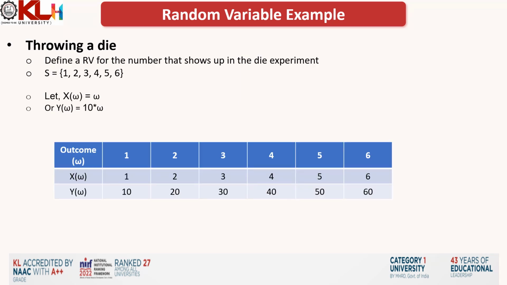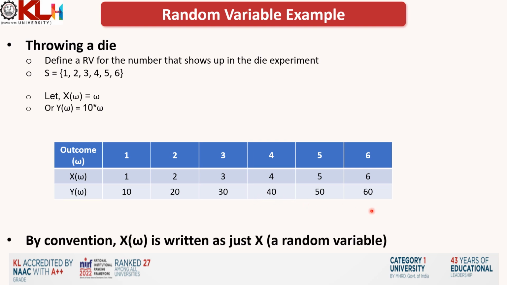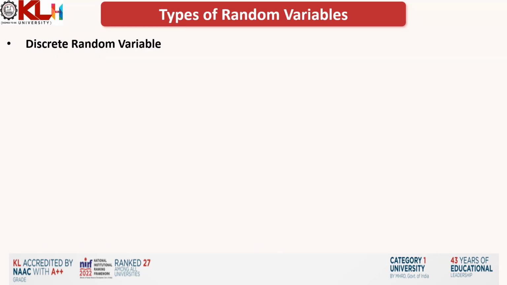So for this experiment, we have the outcomes 1 through 6. X takes on values between 1 and 6, and Y takes on values 10, 20, 30 and so on up to 60. We generally don't mention omega when writing a random variable. Instead, we just write the capital letter X or Y to denote a random variable.